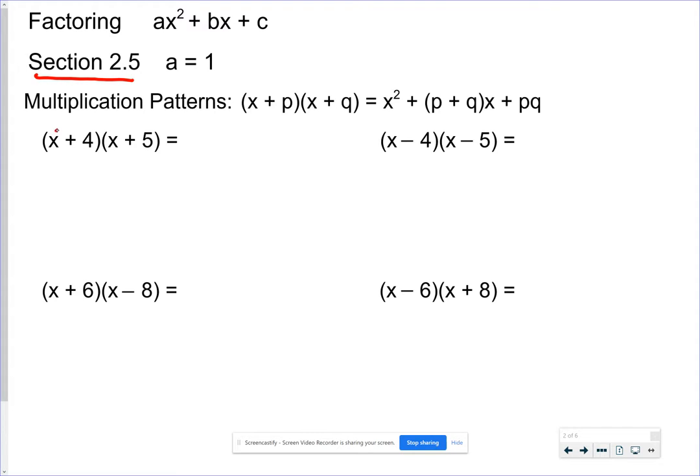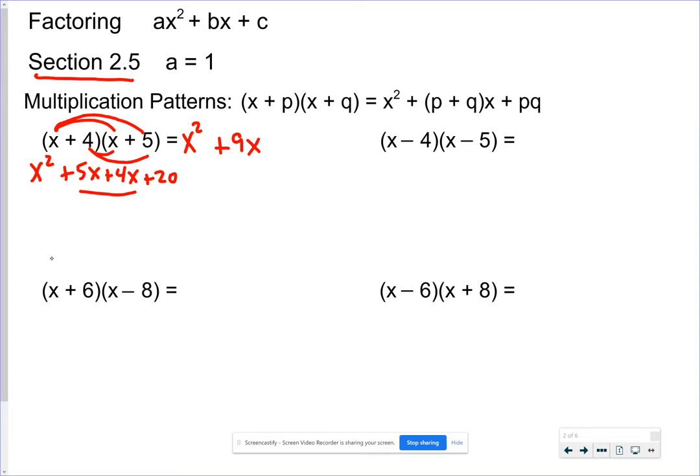So remember that when we multiply x plus 4 times x plus 5, we use the distributive property and we get x squared. X times x is x squared. We get a 5x that we're adding in. We get a 4x that we're adding in. And we get a 20 that we're adding in. So notice where the x squared comes from. It's x times x.